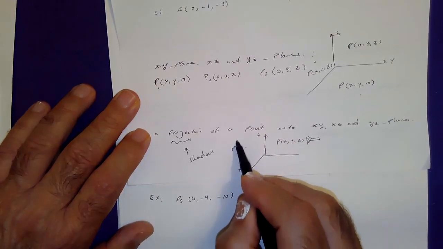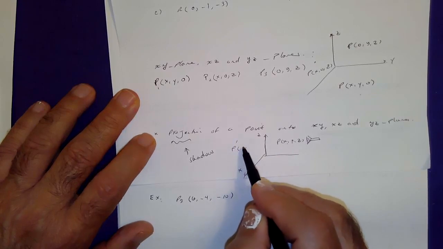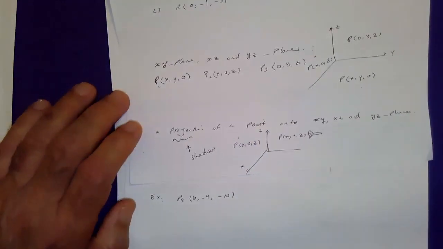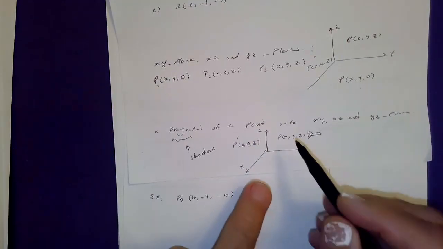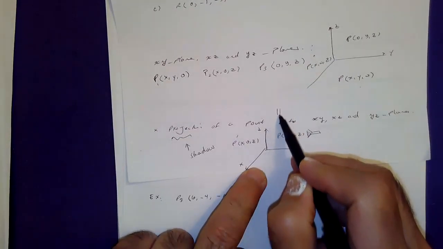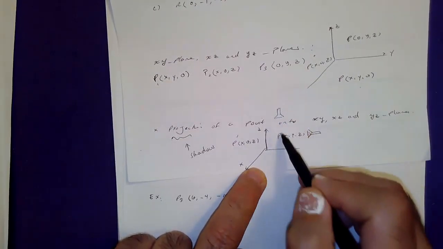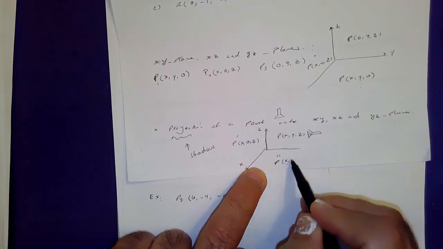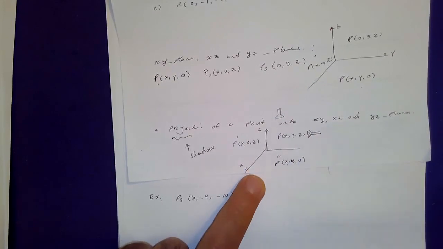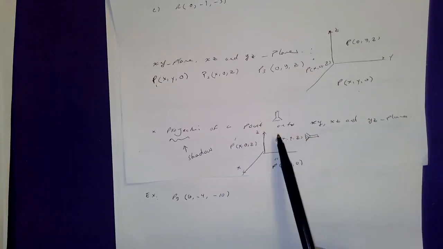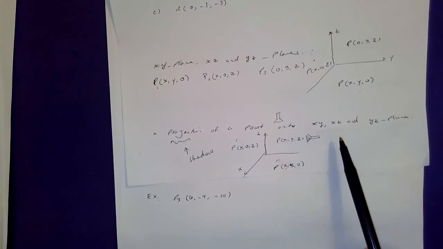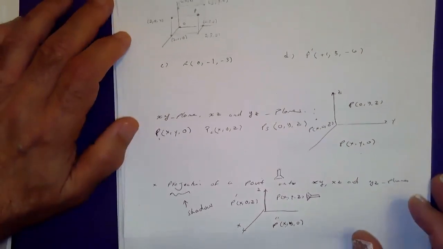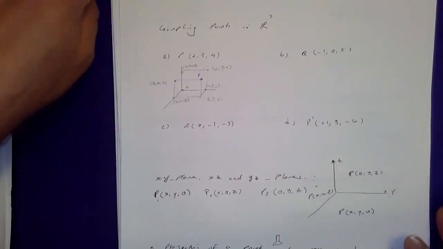How would the shadow of this point look like in the XZ plane? Well, it turns out its shadow, we're going to call it P prime, is going to look like X, 0, Z. So there will be no Y. Do you see it? If you shine the light this way from top of the point towards the floor, the shadow of this point on the floor will be X, Y, 0. So these are called projections of a point onto XY, XZ, and YZ planes. So the question is, how do you graph these guys?